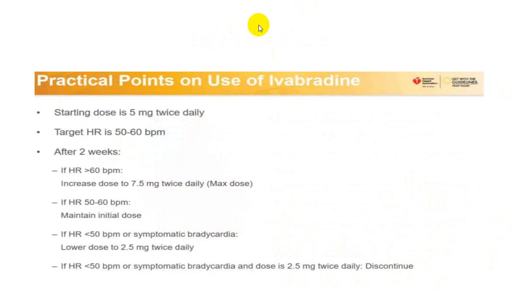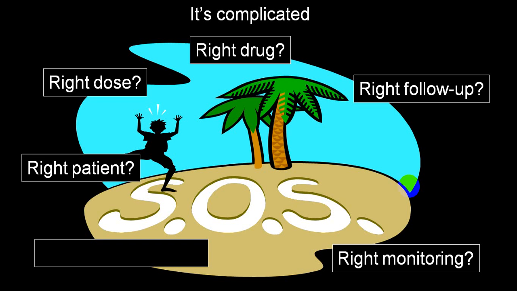Ivabradine maximum you can go for 5 milligram twice daily, and target heart rate should be less than 60 but not less than 50. Some people go up to 7.5 twice daily, but by and large 5 milligram BD is adequate enough. Don't go below 50 pulse rate. So all these drugs: right drug, right dose, right patient, and after using that, look at the follow-up, look at the monitoring part, and that is how you choose.